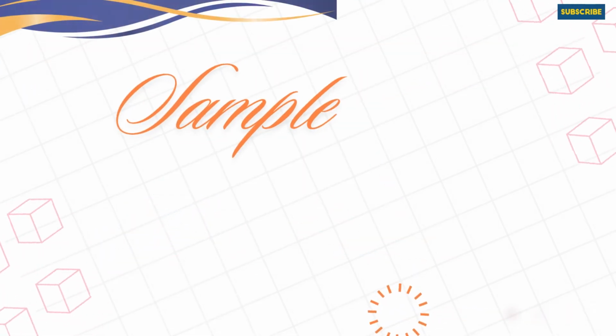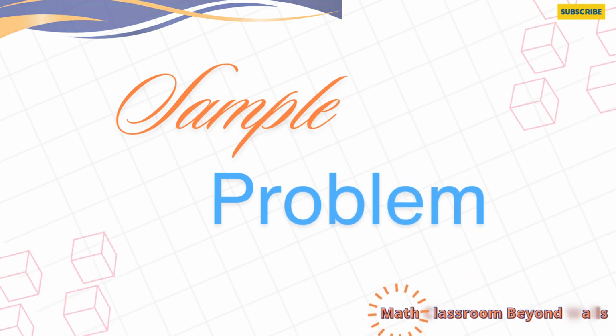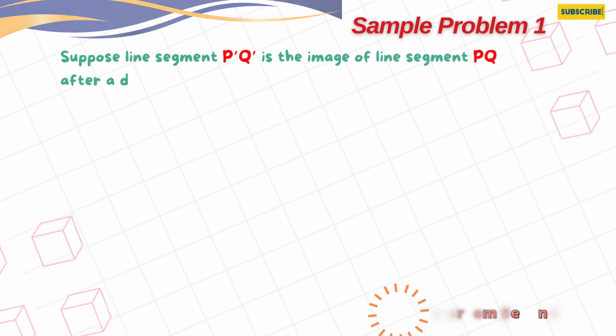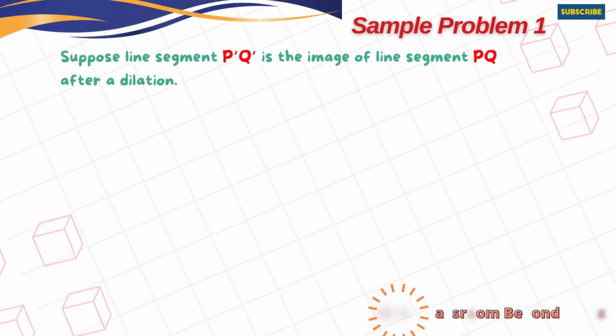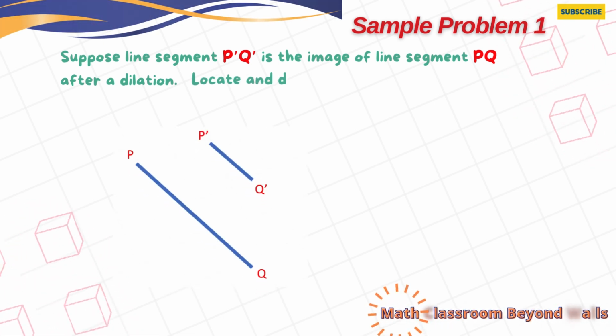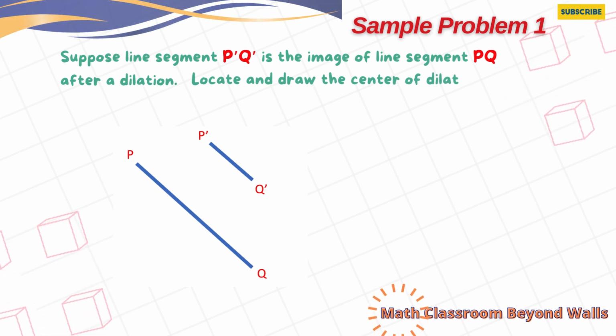Okay, so let us look at this sample problem. Sample problem 1. Here's the problem. Suppose line segment P prime Q prime is the image of line segment PQ after a dilation. You have a figure given. Locate and draw the center of dilation.